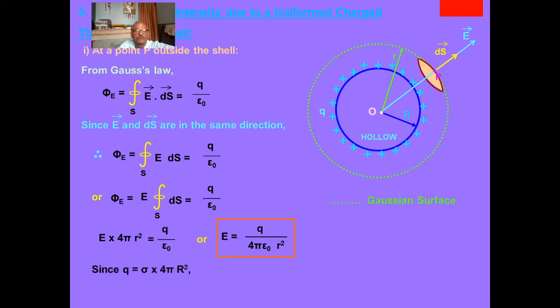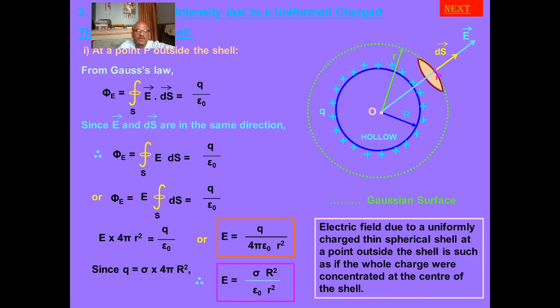Since q equals sigma into 4 pi R square, where sigma is the surface charge density of the hollow spherical cell, therefore E equals sigma R square by epsilon naught r square.